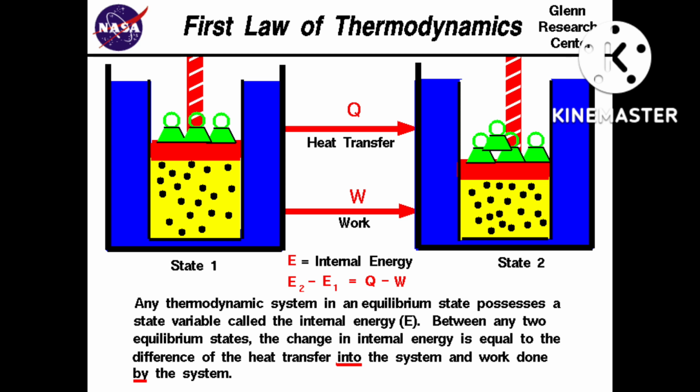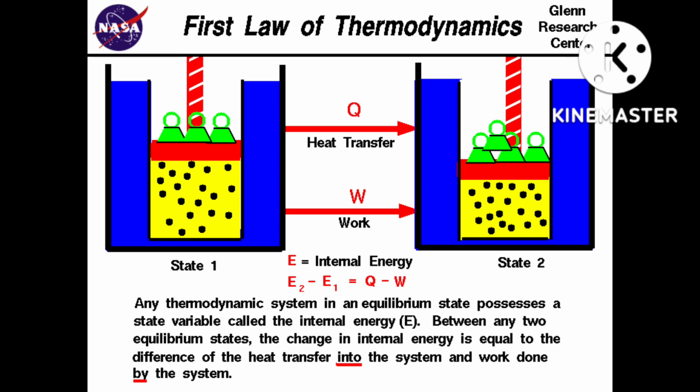Mathematically, I told you delta U is equal to Q plus W. For a given change in state, Q and W can vary depending on how the change is carried out. However, Q plus W, which is equal to delta U, will depend only on the initial and final state. Already I told you, it will be independent of the way the change is carried out.